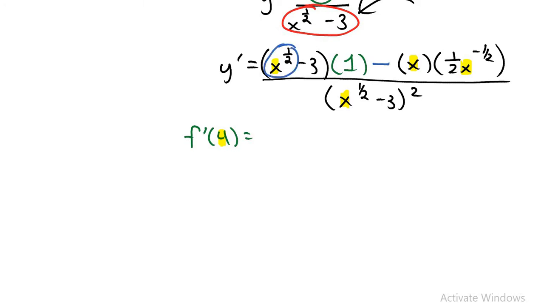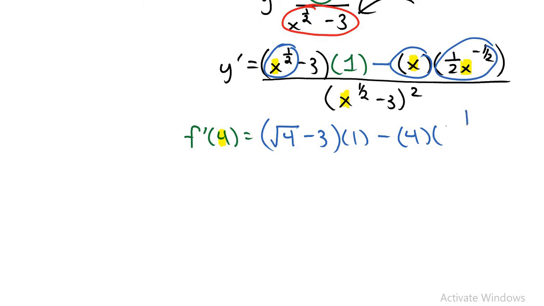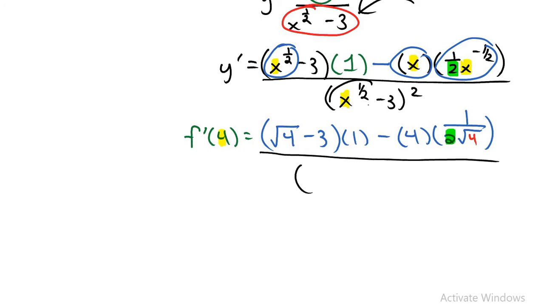So if I plug in 4 for that expression, that's the same thing as root 4 minus 3 times that 1 minus. Now if I plug in 4 there, that's going to be 4 times. Now this expression right here is going to be 1 over 2 root x, and x in this case would be 4. Close that bracket. So once again, this 2 right here is that 2 right there, all divided by, well, this thing right here on the bottom is root x, so that's going to be root 4 minus 3 all squared.